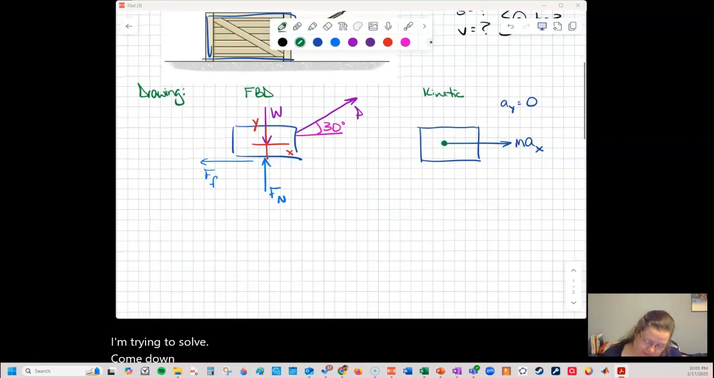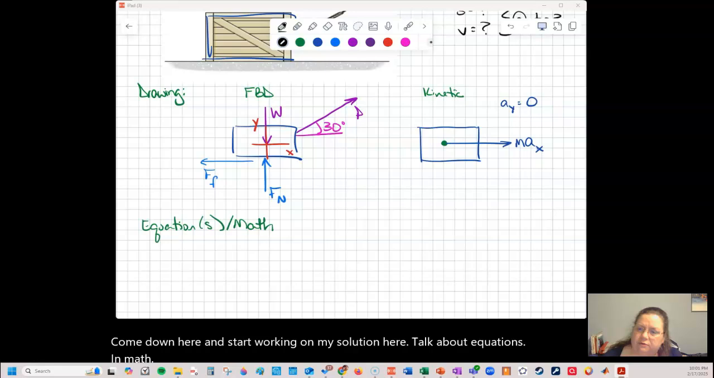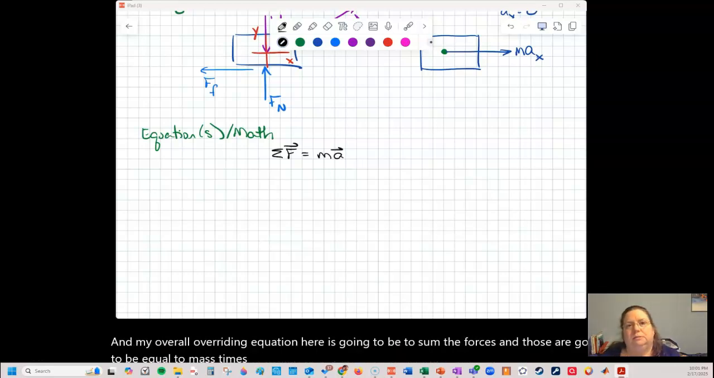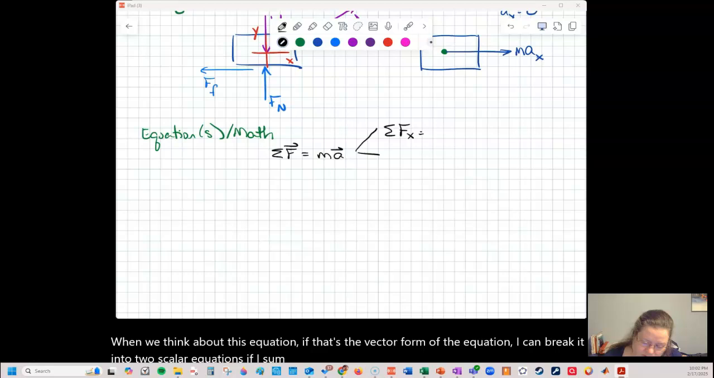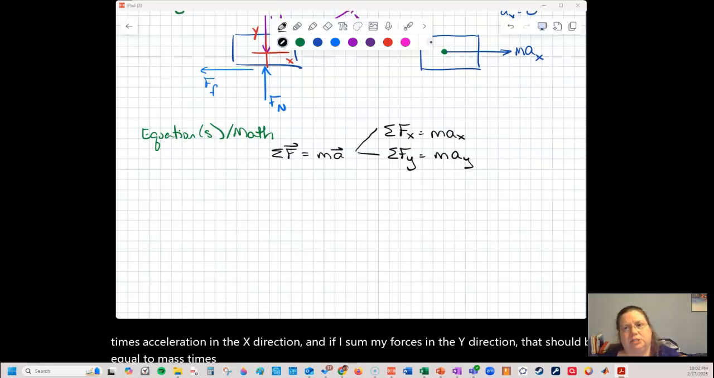Come down here and start working on my solution. Talk about equations and math. My overriding equation here is going to be to sum the forces, and those are going to be equal to mass times acceleration. If that's the vector form of the equation, I can break it up into two scalar equations. If I sum my forces in the x direction, that should equal mass times acceleration in the x direction. And if I sum my forces in the y direction, that should be equal to mass times acceleration in the y direction.